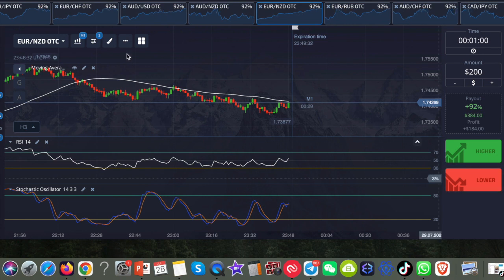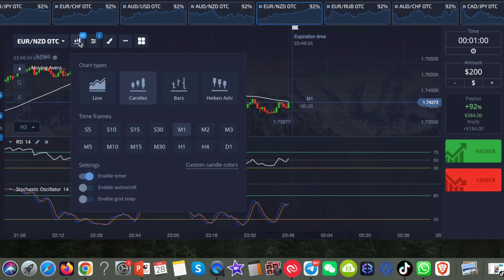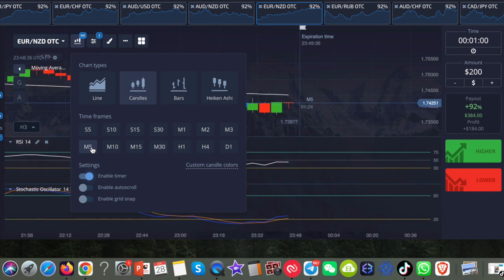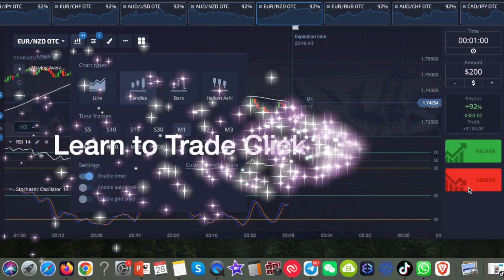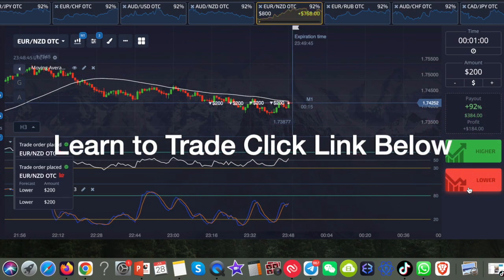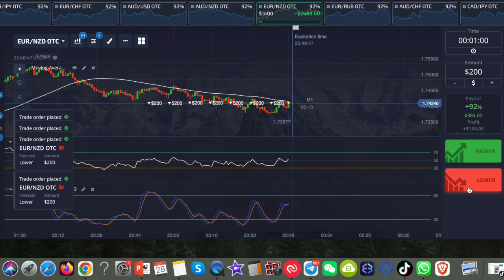I'm not 100% sure yet. So let me just check my indicators, because I want to check them on a couple of different views here. And I'm doing the 5 minute candles and the 1 minute candles. Yeah, this looks promising. So I'm going to place another $1,400 to say that the price is going to go down.